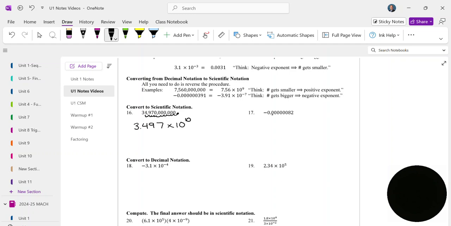So here we have a decimal, so we're going to have a negative exponent. We're going 1, 2, 3, 4, 5, 6, 7.